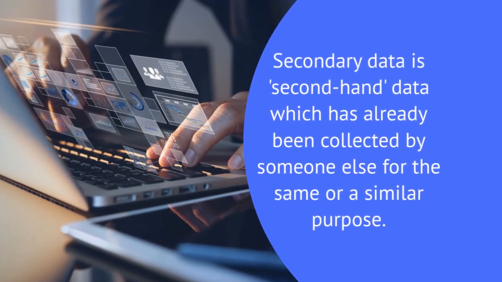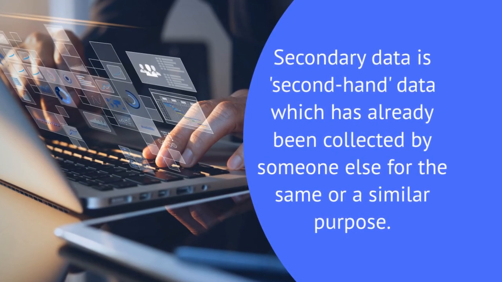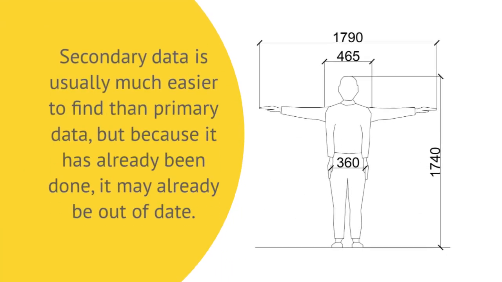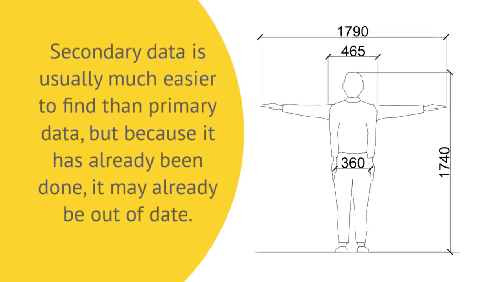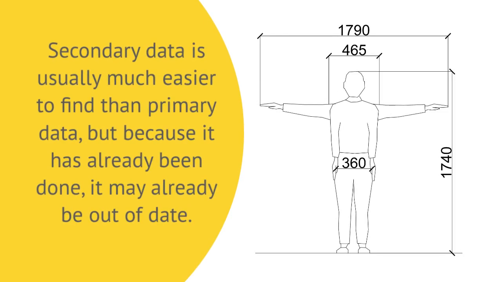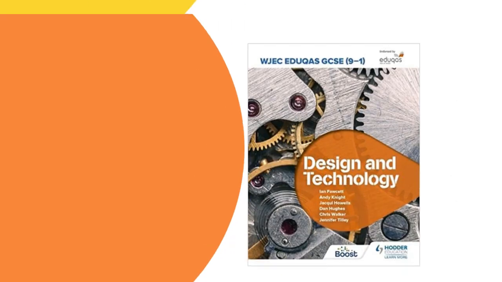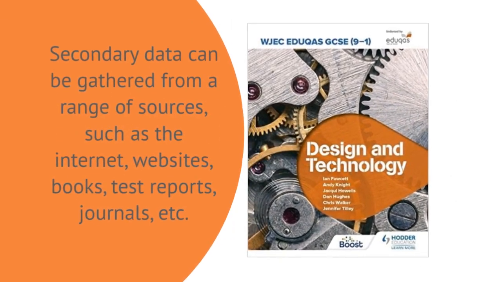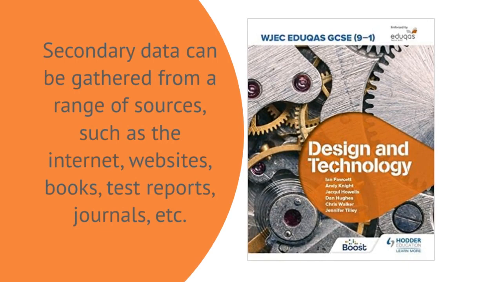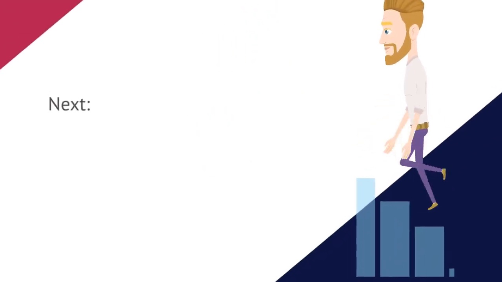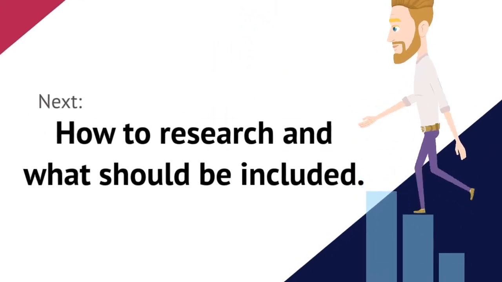Secondary data is second-hand data which has already been collected by someone else for the same or a similar purpose. Secondary data is usually much easier to find than primary data, but because it has already been done, it may already be out of date. Secondary data can be gathered from a range of sources such as the internet, websites, books, test reports, journals, etc. Next, how to research and what should be included.